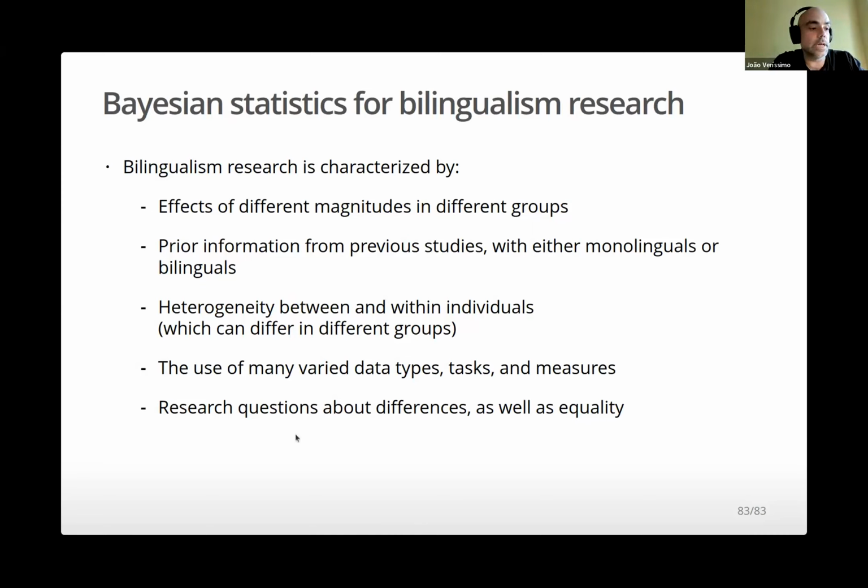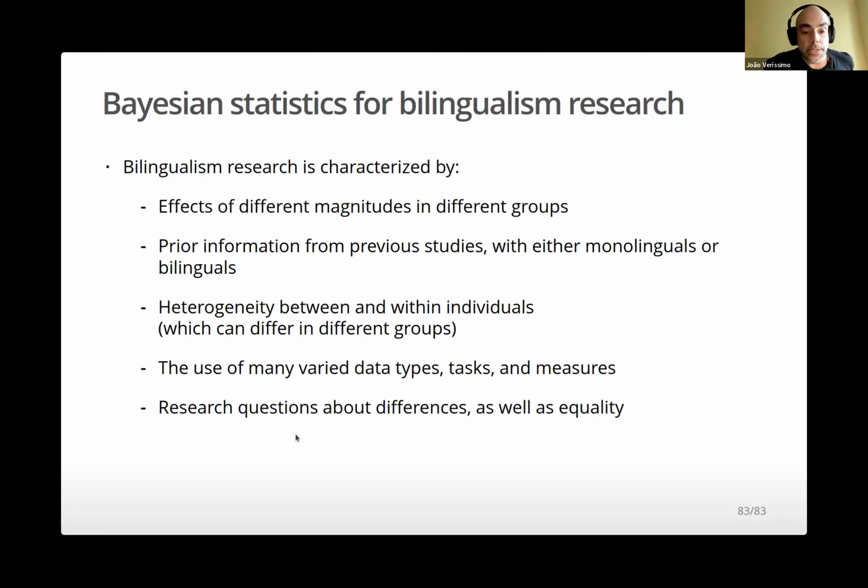Another important reason is that we have a lot of prior information in bilingualism research, and a lot of this prior information comes from studies with monolinguals, with L1 speakers, and then we also have a lot of studies that have been conducted with a particular population that we're researching. And so we can bring all of this knowledge about a task and a population and a measure into our models. Another important reason to use Bayesian models is that we have substantial heterogeneity between and within individuals. And this, as I've shown you now, can be quantified and even compared in different groups or different conditions.